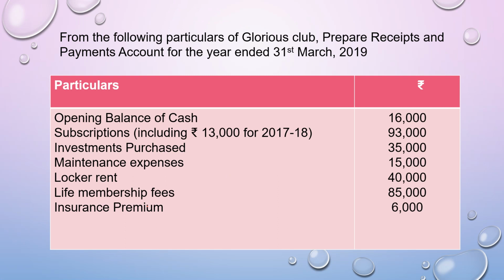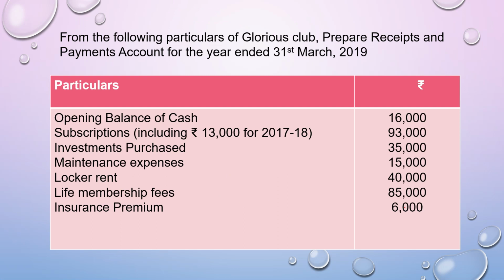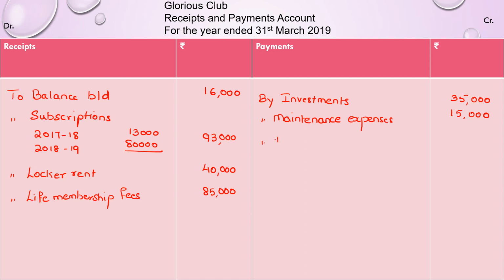Thereafter, we go to the next item, life membership fee. Life membership fee has been received from the members of the club, 85,000. So it is a receipt. So write on the debit side to life membership fees. Amount of 85,000. Then finally we have insurance premium which has been paid by the club, 6,000. So you will have by insurance, 6,000.